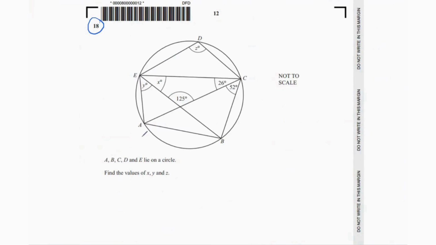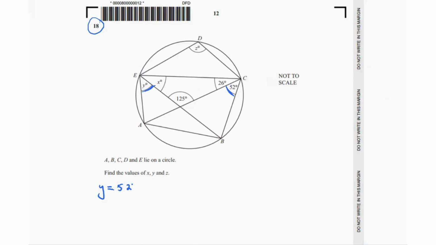And this one, it says A, B, C, D, and E lie on a circle. Find the values of X, Y, and Z. Okay, so for this, firstly, Y is going to be 52 because AB is the chord and we have angles coming out of the same chord. So Y is 52.